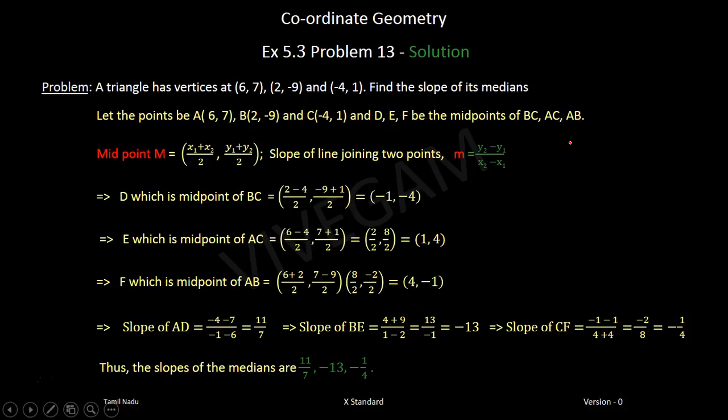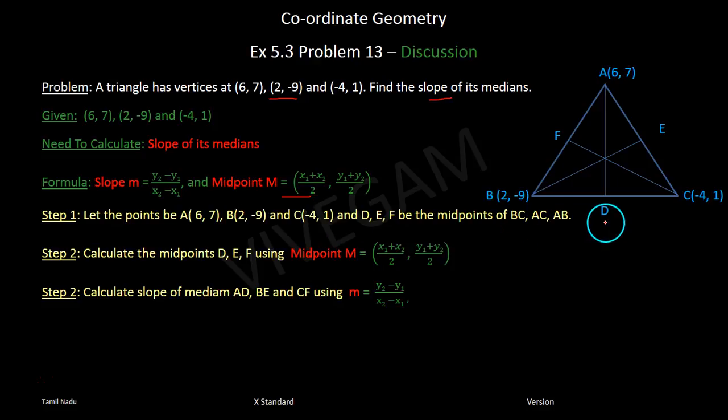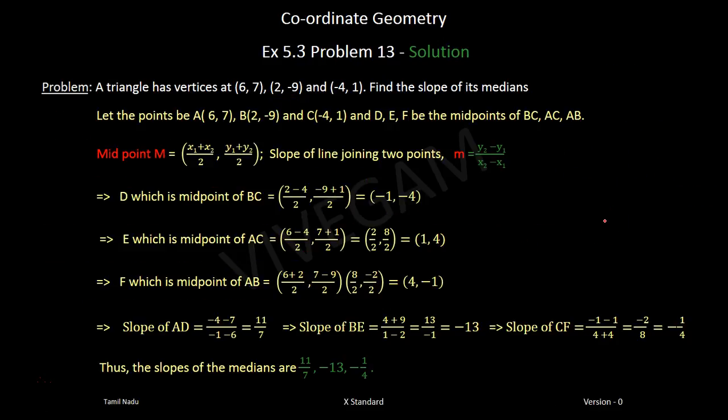Okay. So we have the solution here. The given points are taken as A, B, C. And D, E, F are the midpoints of the sides BC, AC and AB. Okay. Using the midpoint formula, you can calculate the points D, E, F. And using the 2-point form, you can calculate the slope. Now, D is the midpoint of BC. You have seen that in the diagram. So, D is the midpoint of BC.